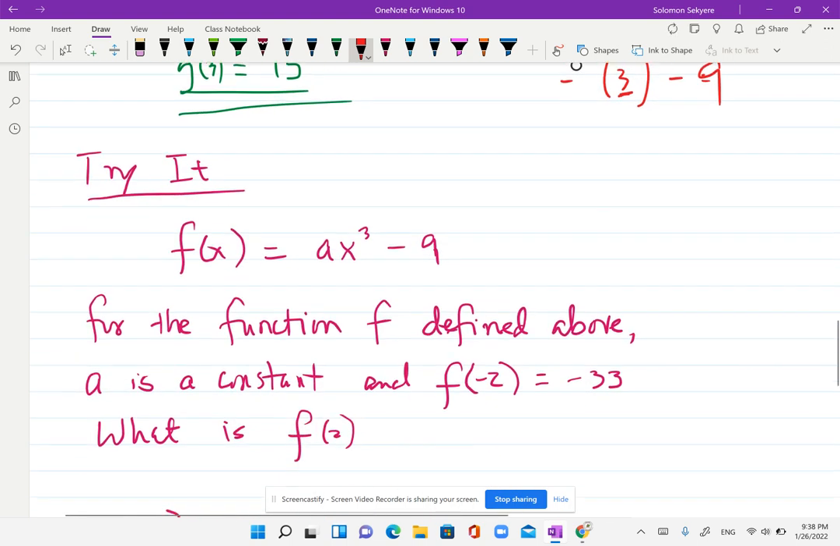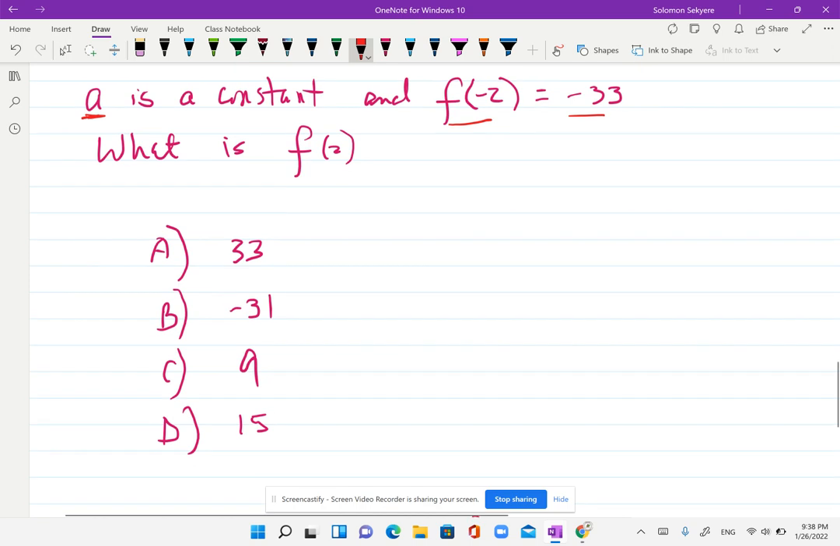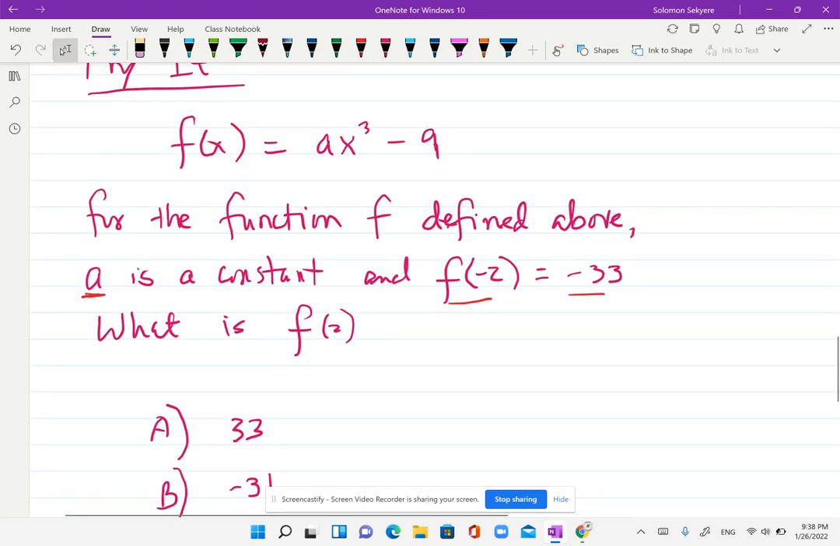Okay, so here, try it. I have f of x equals ax cubed minus 9. For the function f defined above, a is a constant, and f of negative 2 equals negative 33. What is f of 2? So you see the function here, there is a variable in there that we don't know. You have to know that first before you can evaluate the next function.